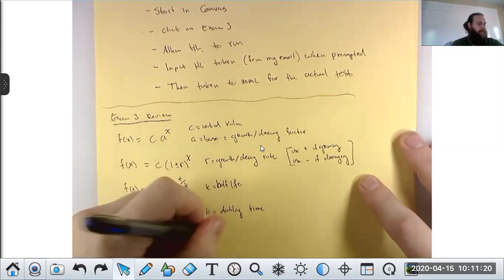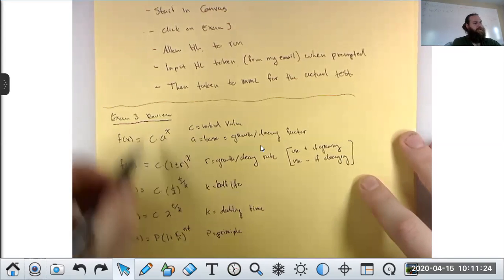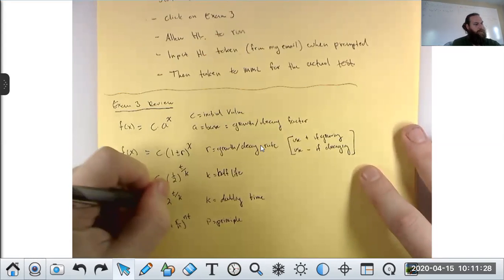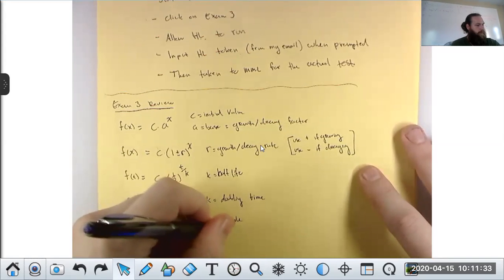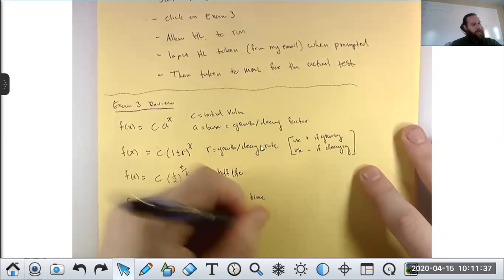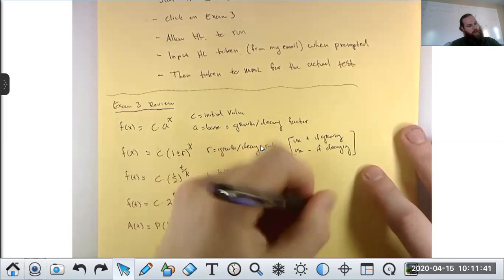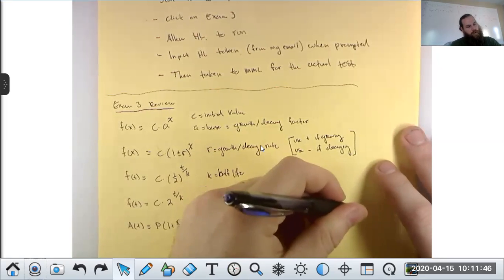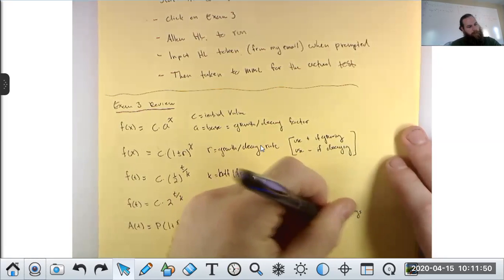Here P is the principal. P is the same thing as C in all of these previous formulas. It's the initial value or the original amount. R is the interest rate, sometimes called the nominal interest rate. And N is the number of compoundings per unit time.